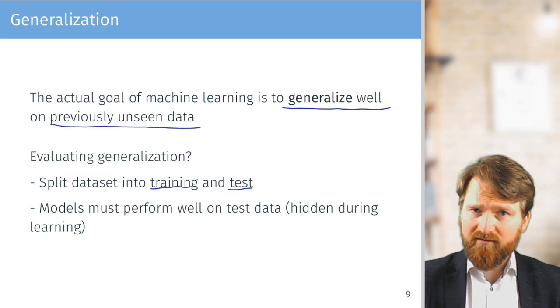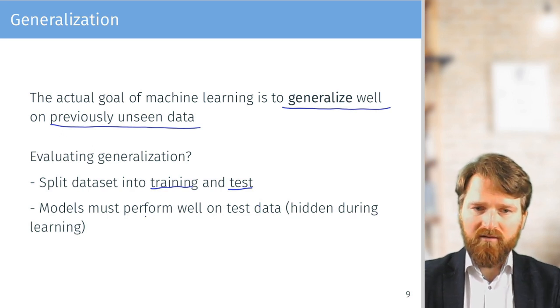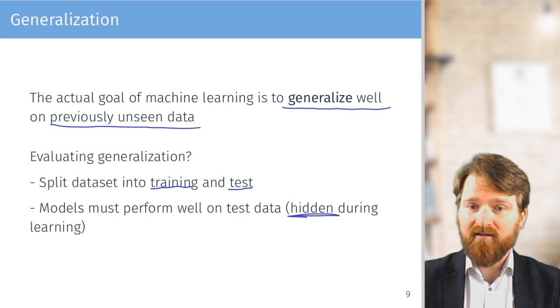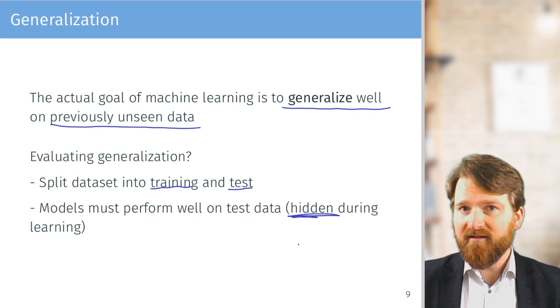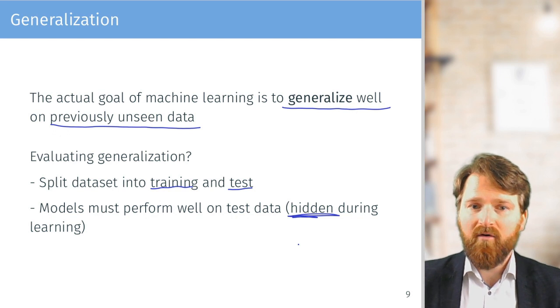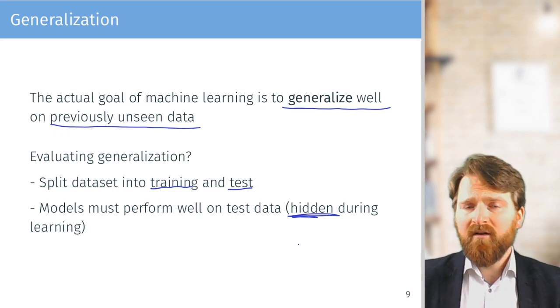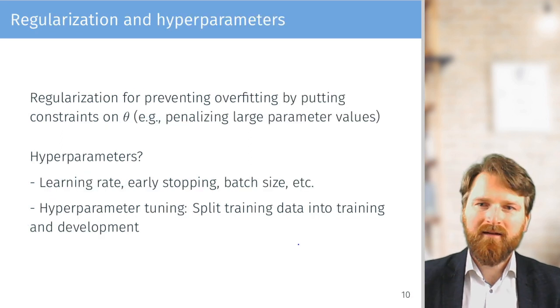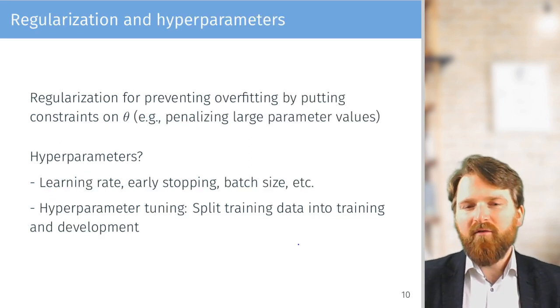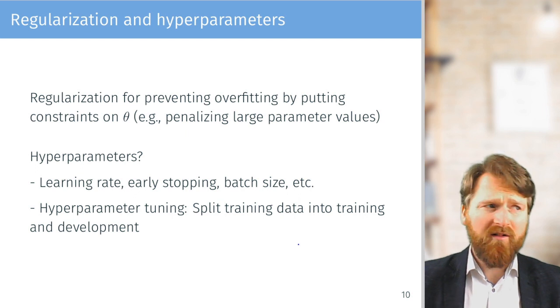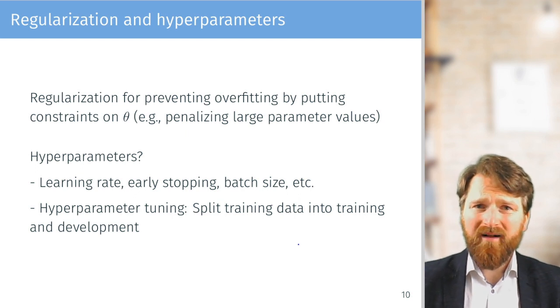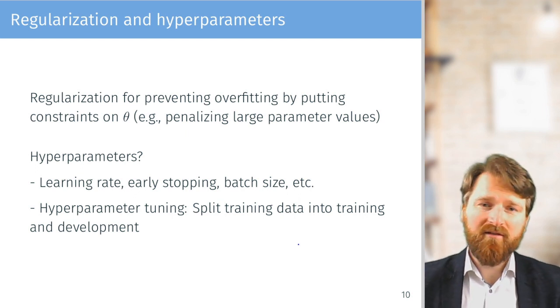And while we're training on the training set, we want our models to perform well on the test set, and the test data are just hidden during training. So we have never seen this test data before. This is our proxy for how the model behaves on previously unseen data. We can also prevent overfitting, which means that our model learns the training data so well that it can't generalize well on the test data.